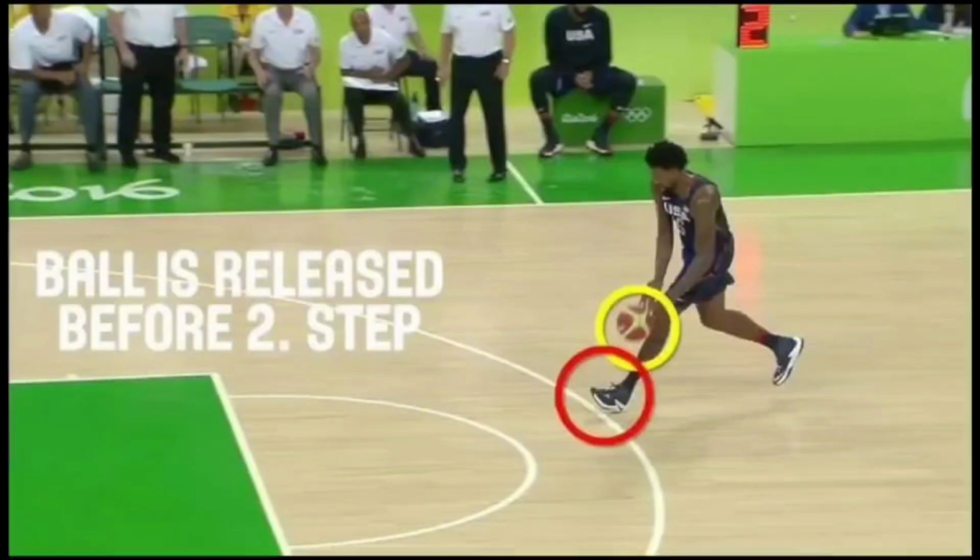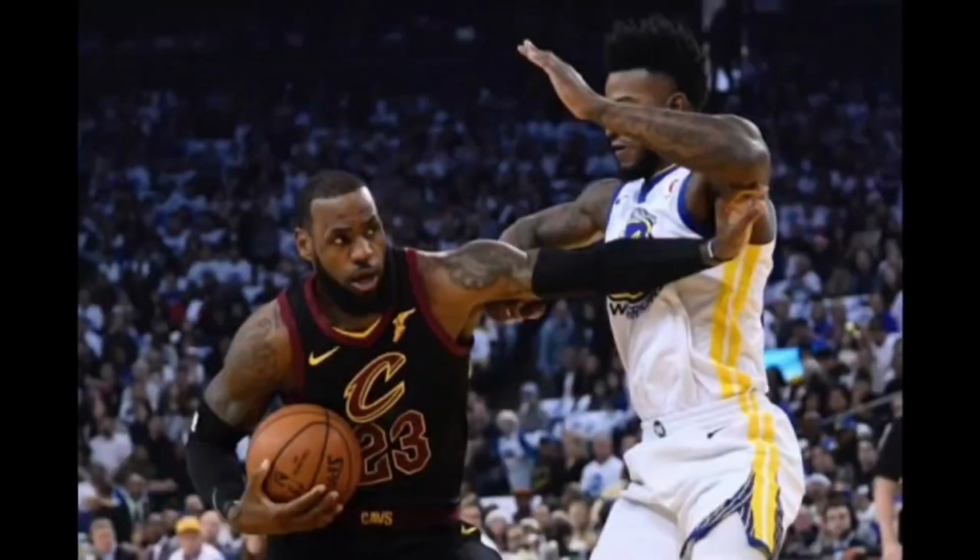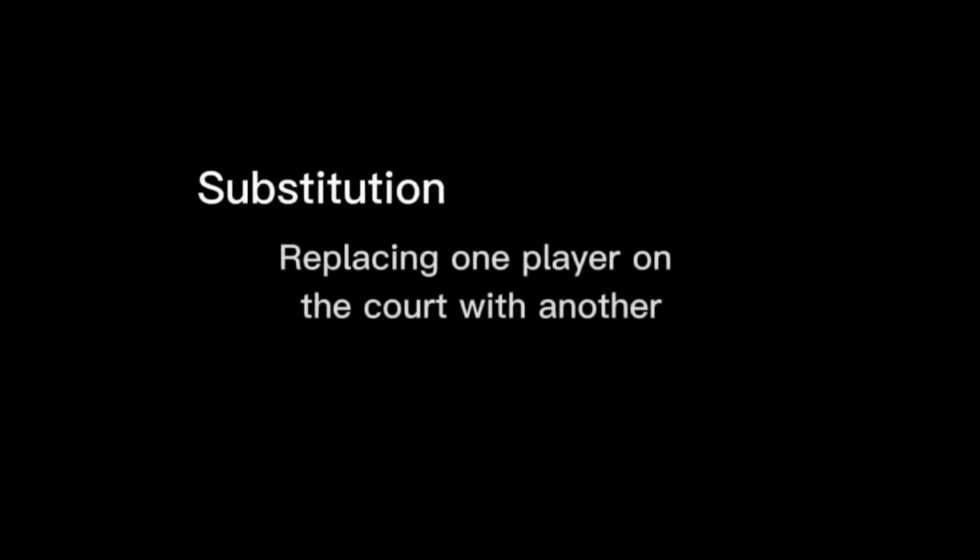Another one is an offensive foul before the shot. So the shot or the score is wiped off. So the last one is substitution. So substitution basically means replacing one player on the court with another.